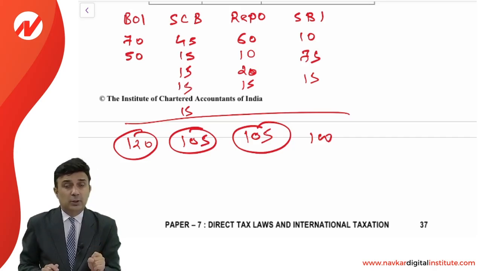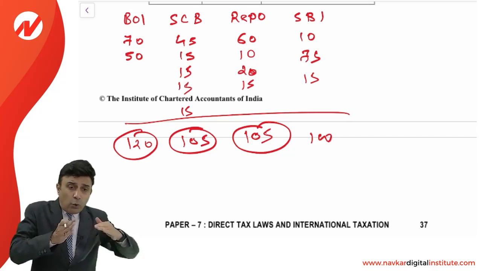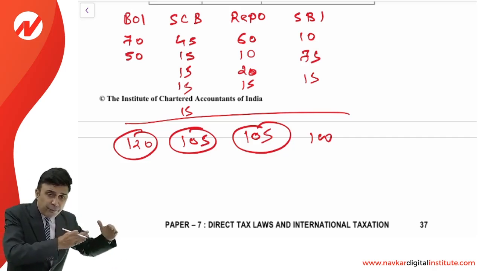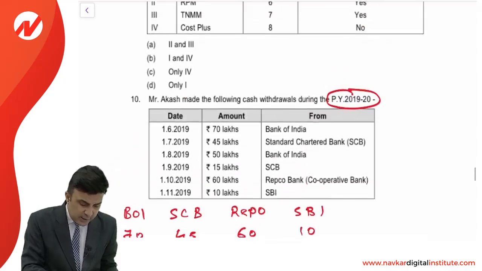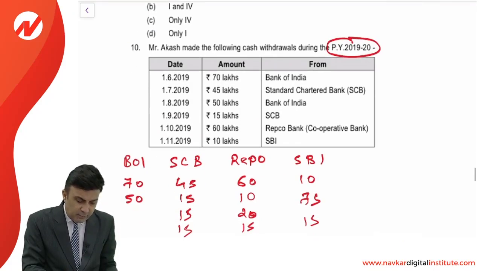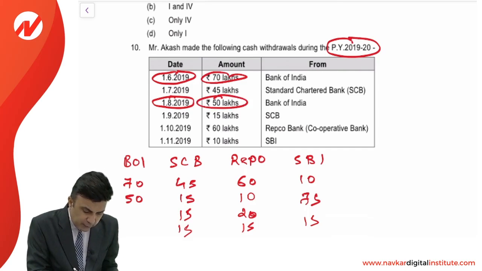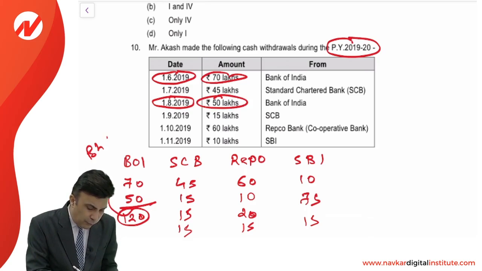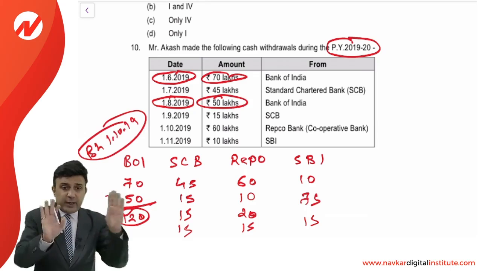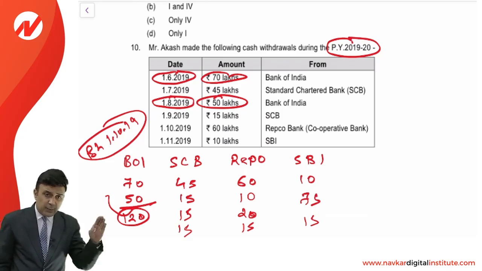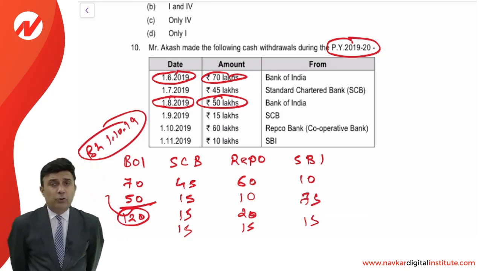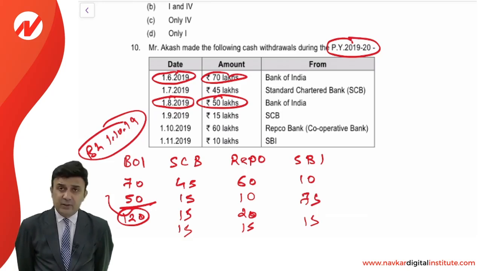Now check out, do you have the whole 1 crore before 1/10/2019? Let me check. Friends, as far as Bank of India is concerned, I have withdrawn on 1/6/19 and on 1/8/19, 70 and 50. So the whole withdrawal is before 1/10/2019. So TDS is not applicable. In spite of exceeding 1 crore, as nothing is withdrawn on or after 1/10/2019, no TDS is required to be made, as the provision is applicable from 1st October 2019 only.